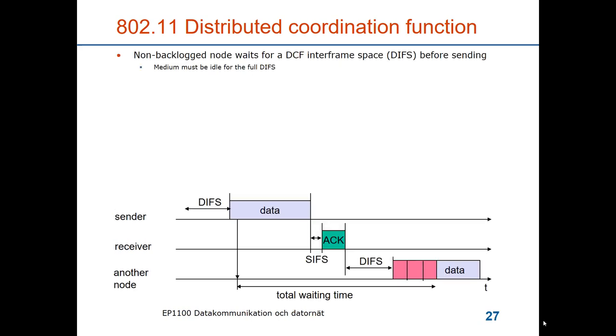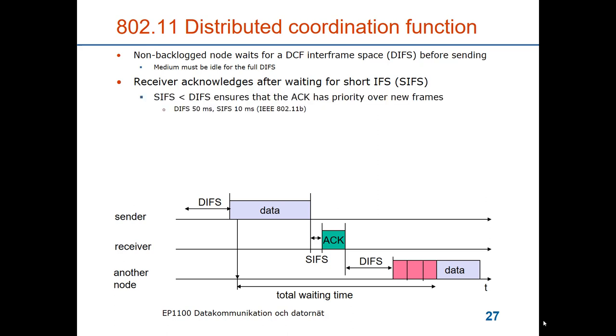So let me summarize again all the details in this protocol. Non-backlogged nodes have to wait for a DIFS before sending, and the medium has to be idle for the entire duration of the DIFS. The receiver acknowledges after waiting for a short interframe space. This time is much shorter than DIFS. In the standard 802.11b, a SIFS was 10 milliseconds and a DIFS was 50 milliseconds. The use of different interframe spaces gives priority.